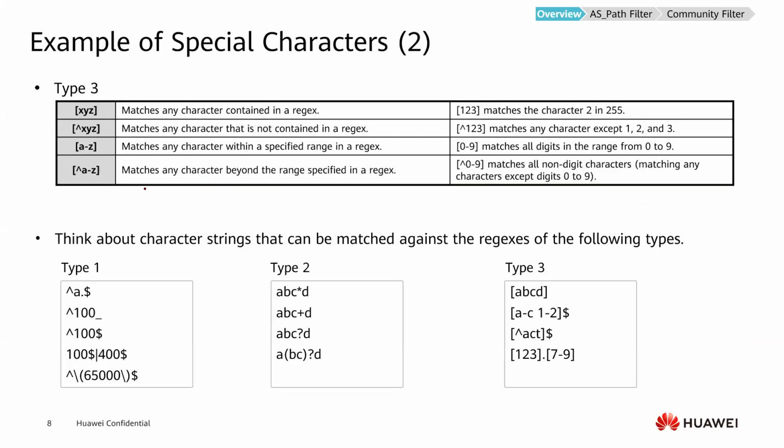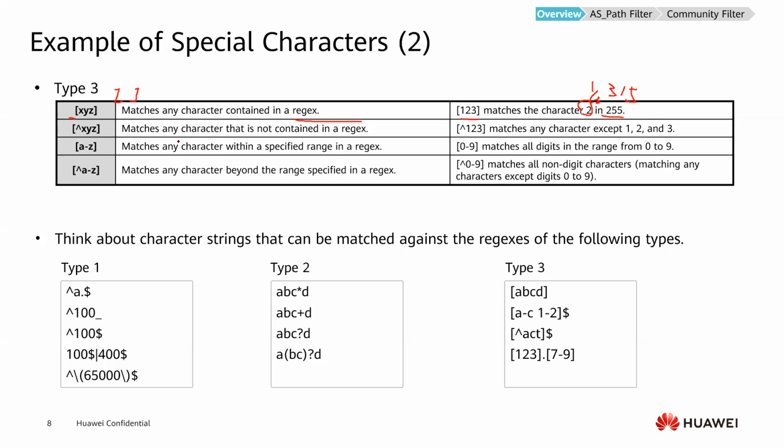And the third type is about the bracket. A bracket [XYZ] means you can match any characters contained in this bracket. That means the bracket [123] means you can match one of them. For example, you can match the character 2 in the 255. You can also match the 1 in the 315. You can also match the 1 or 3 in the 315.